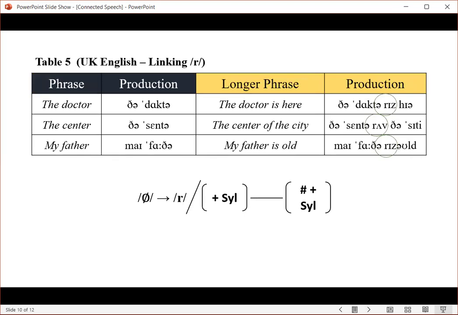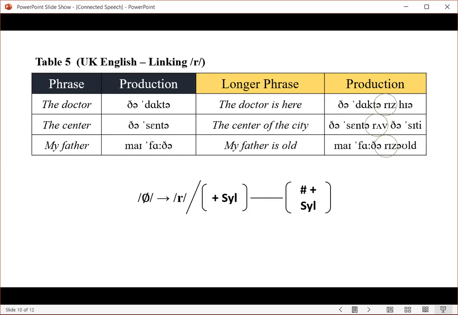This table illustrates linking R in UK English, a feature of non-rhotic accents, where an R sound is pronounced only when it helps link a word that ends in R, in spelling or underlying form, to the following word beginning with a vowel. For example, "the doctor" is pronounced "docta," but in the longer phrase, "the doctor is here," it becomes "doctor-r-is here." The R is inserted between "doctor" and "is" to link the vowels smoothly. Similarly, "the center" becomes "centa," but "the center of the city" is pronounced "the center-r-of the city." "My father" on its own is "my fatha," but in "my father is old," it becomes "my father-r-is old."